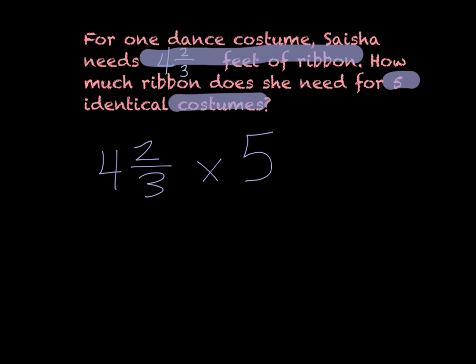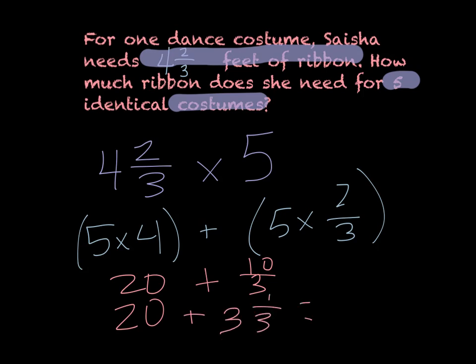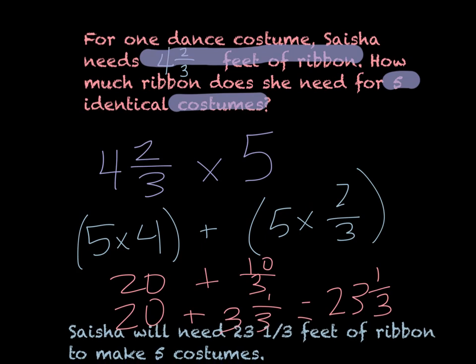So we're going to use the distributive property to first do 5 times 4, and then add 5 times 2/3. So we know that 5 times 4 is 20, and 5 times 2/3 is 10/3. So we can rewrite that as 20 plus 3 1/3, which equals 23 1/3. So we know that Sasha will need 23 1/3 feet of ribbon to make 5 costumes.